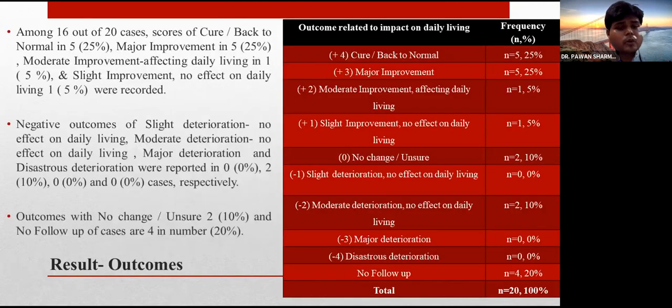Among 16 out of 20 cases, the score of cure, that is back to normal, was in 5 cases. Major improvement was in 5 cases. Moderate improvement in 1 case, slight improvement in 1 case, no change, that is unsure, in 2 cases. Slight deterioration with no effect on daily living was found in no cases. Moderate deterioration was found in 2 cases.